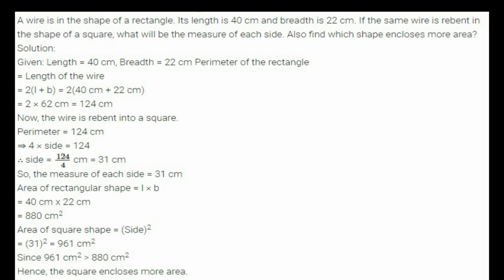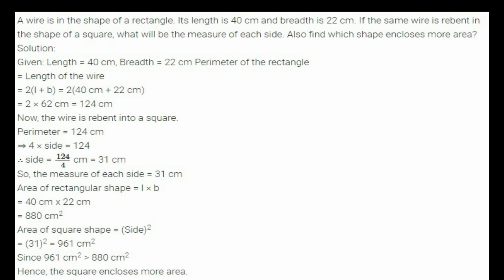Now we are coming to the second part of the question, that is, they are asking for the measure of each side. So we are getting the perimeter as 124 centimeter. Now they are giving a new structure, a square, so the perimeter will be the same, 124 centimeter, and according to the formula, we know that the perimeter of a square is 4 into side. So we are forming an equation that 4 into side equals 124 centimeter. From that we can find out the side. The side is 31 centimeter, right? So we have got the side of the square, that is 31 centimeter.